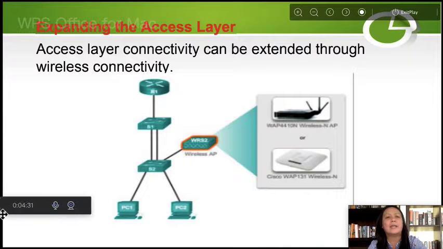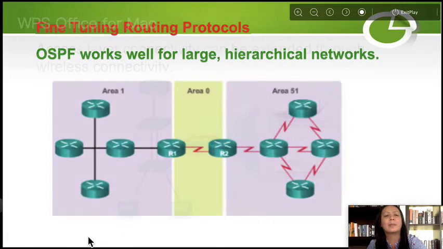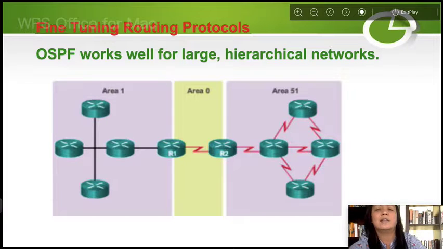Expanding the access layer: access layer connectivity can be extended through wireless connection. So this is the sample of that. And then fine-tuning routing protocols. OSPF works well for large hierarchical networks.